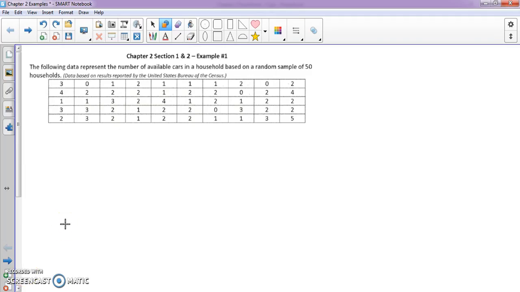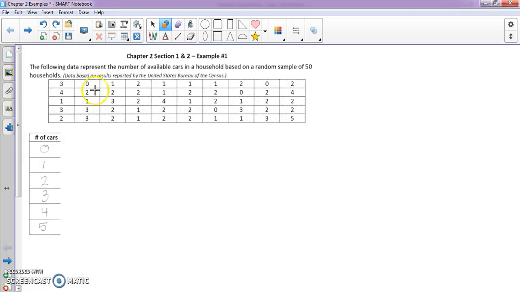So going back to our example, we have discrete with very few values. The first thing we do is create a column for our categories. In this case, it'll just be our data values that we have, the values 0 through 5.